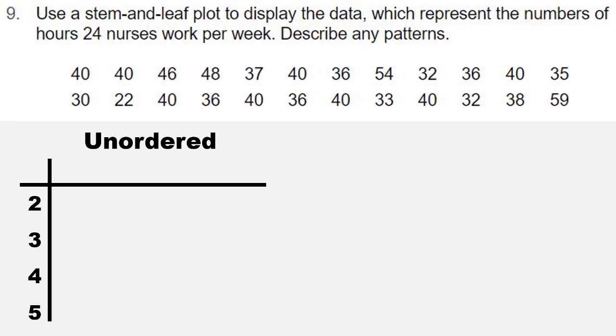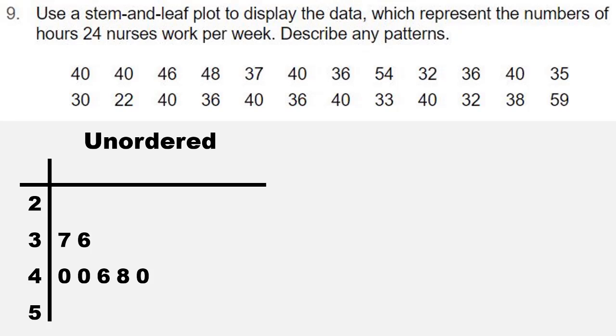leaf. The first data value is 40, so I put a 0 across from the 4 on the stem and leaf plot. Another 40, I put another 0. Notice that I'm leaving space but not putting commas. 46, I put a 6. 48, I put an 8. For 37, I put a 7 across from the 3. Then 40, I put another 0.